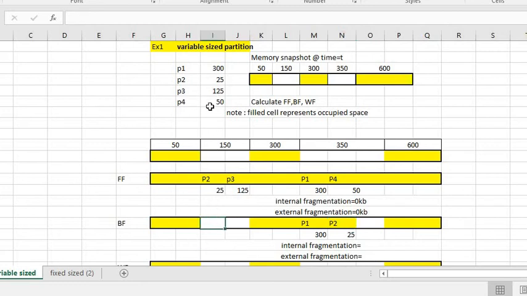So out of 150, if you allot P3 125, 25 will be left out. So allot P3 here with the 125 request, and the remaining would be 25. The remaining free space available would be 25 kilobytes. I have allotted P3 now, so it got successfully done.